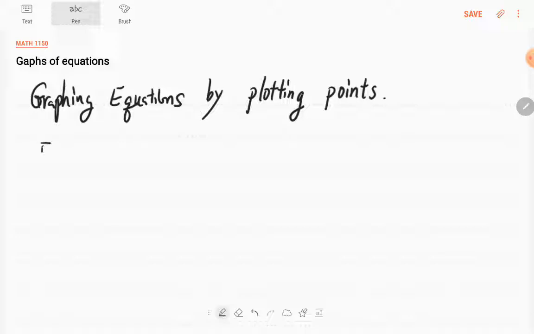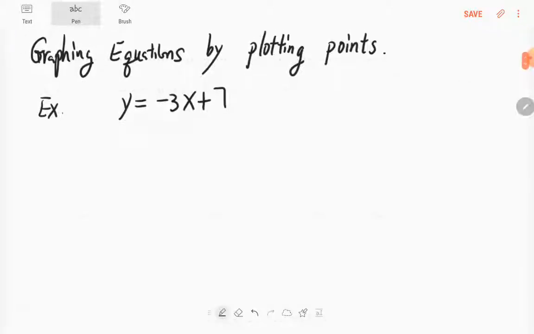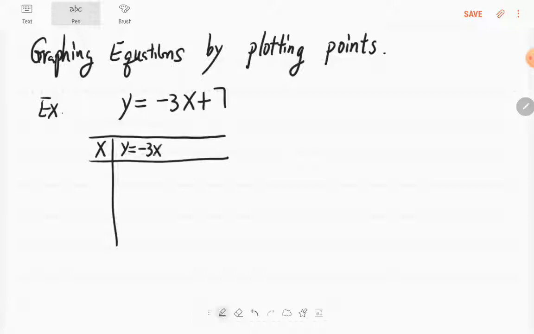So for example, we use an example to illustrate this idea. If we have y equals -3x plus 7, we want to plot in the sample points, then connect the points using a straight line to form the graph. So we can make a table. The first column is the x coordinate we want to choose, and the second column is the y values. If you plug into the equation, what is the y value for this equation?